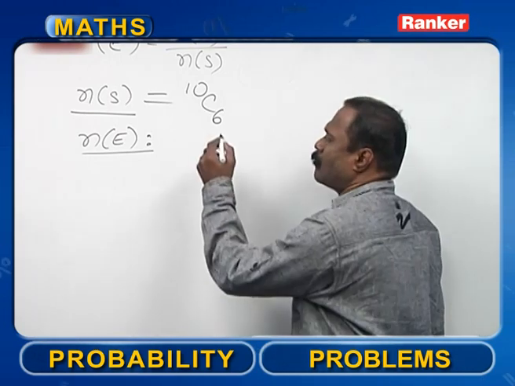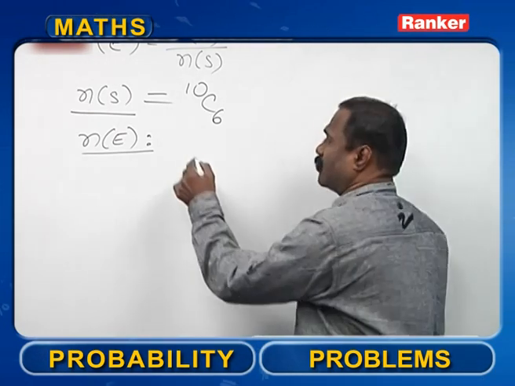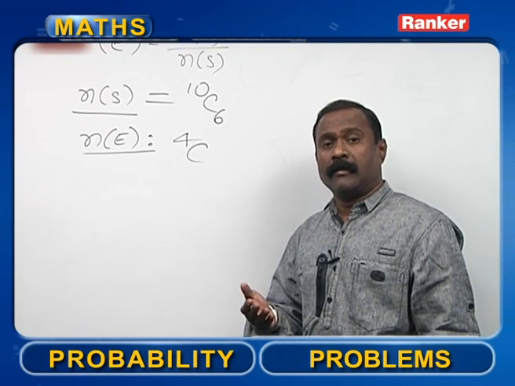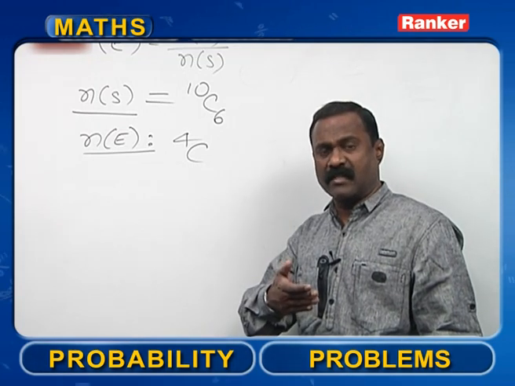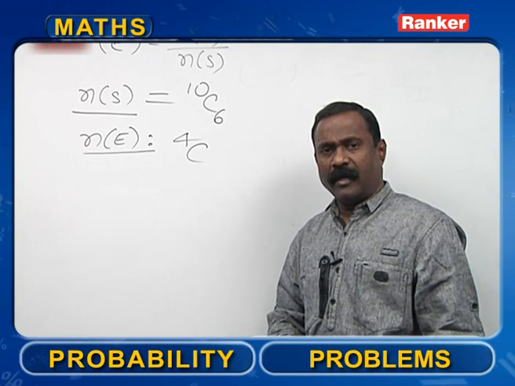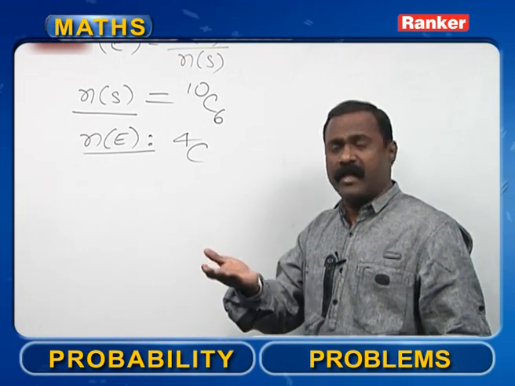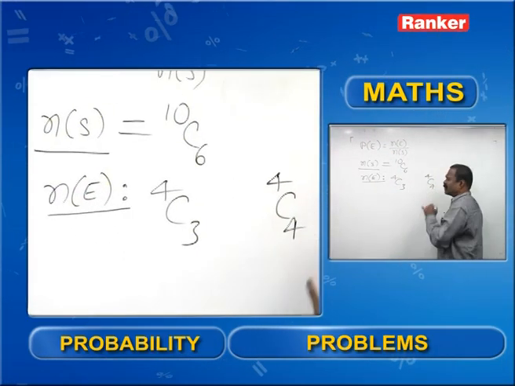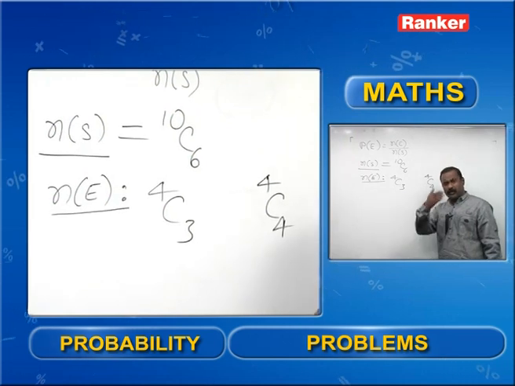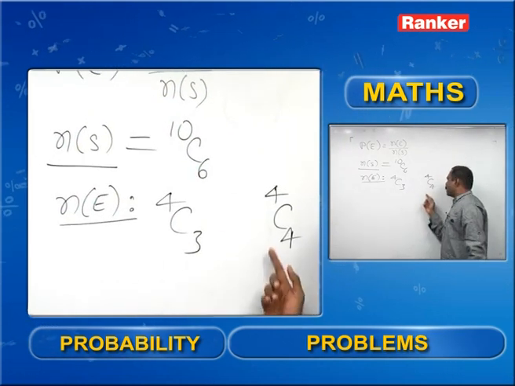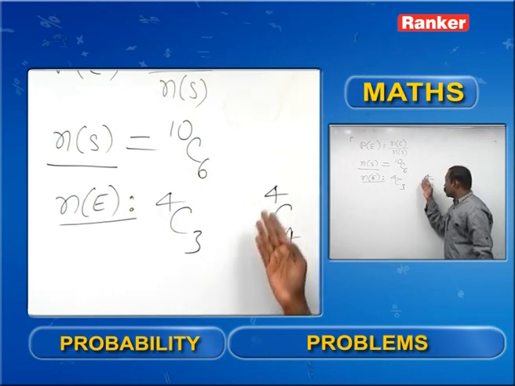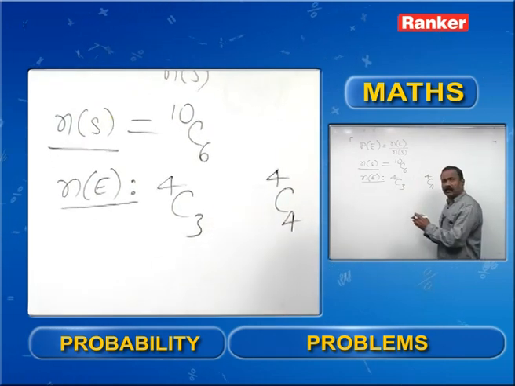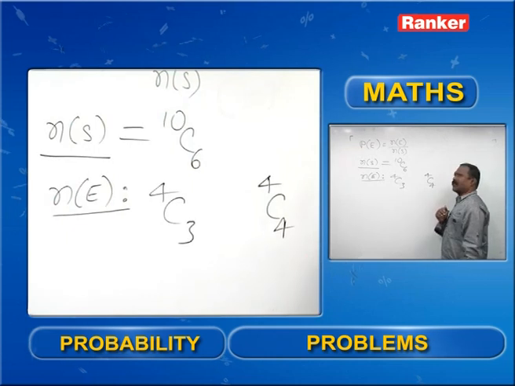Here totally 4 articles are defective. From 4 articles, how many should be defective to get the consignment rejected? It should be more than 2. More than 2 means it may be 3 or it may be 4. Understand carefully: more than 2 defective means it may be 3, it may be 4, it will not be 5 because the total number is only 4. Okay. Now, we have chosen 3 defective or 4 defective.